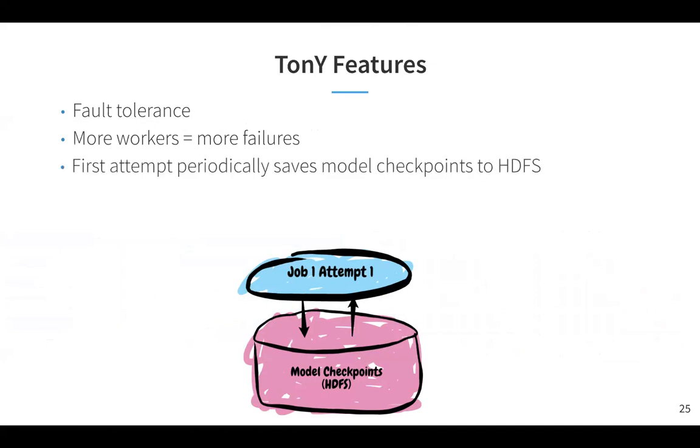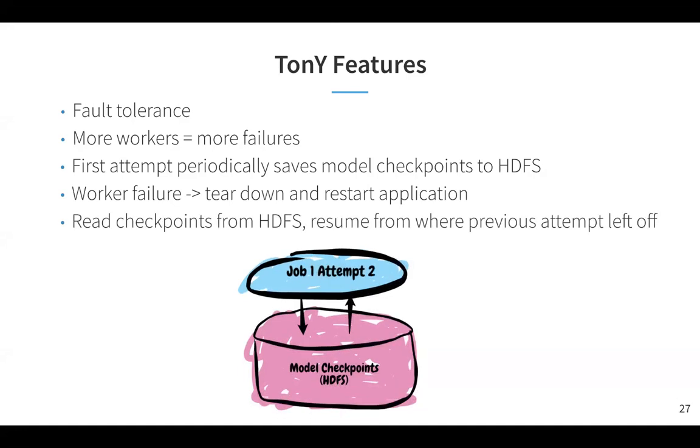The good news is that TensorFlow already supports checkpointing for training jobs, which means it will periodically save the model checkpoints to HDFS, and you can recover from that. So Tony takes advantage of this feature. Every time a worker attempt fails, for example, if you have a job with 50 machines, 50 workers, and one of them fails, we're going to tell the failed worker and restart the application and resume from the previous checkpoints. So it will automatically recover from the failure and continue the training process.